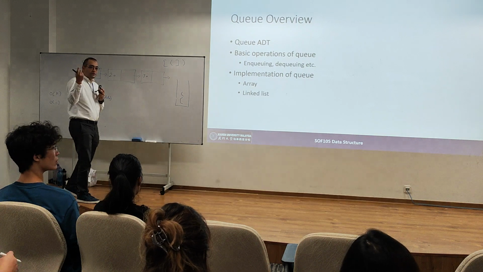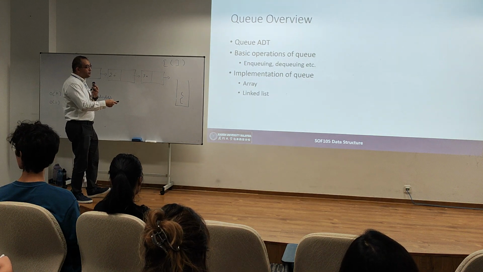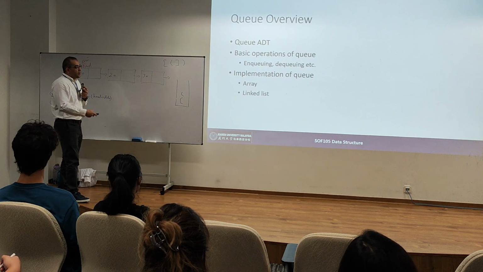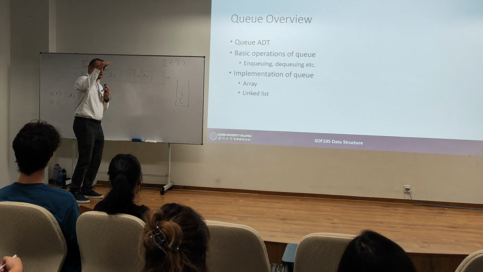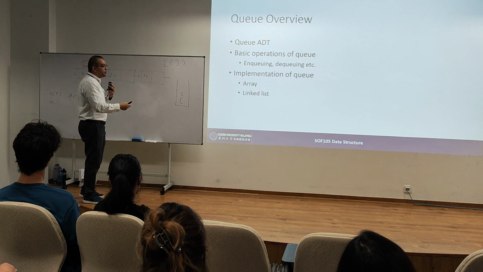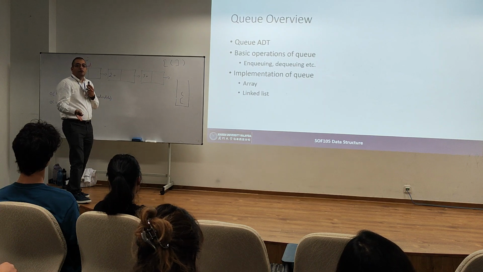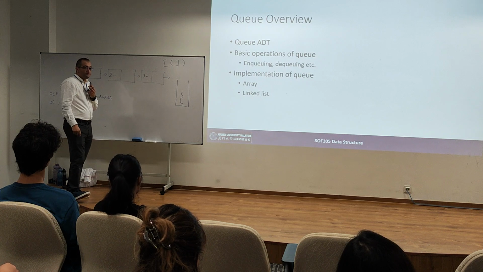So we need to think about the basic operations of the queue. In the stack, we have push and pop, correct? In the queue, we have enqueuing and dequeuing. Enqueuing means we go to the queue and stand at the end of the queue. Dequeuing is when the person gets the ticket and is removed from the queue. All right?